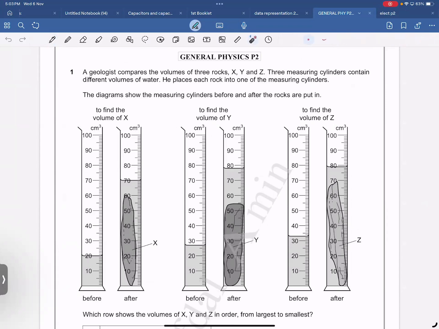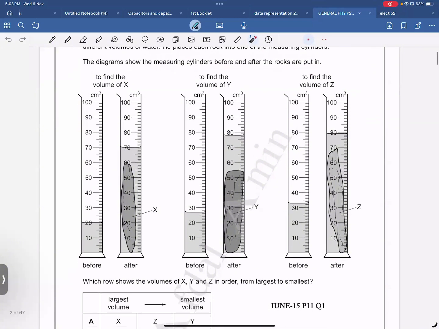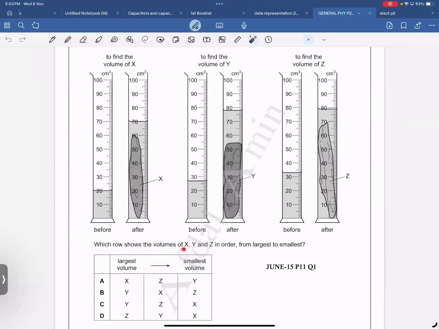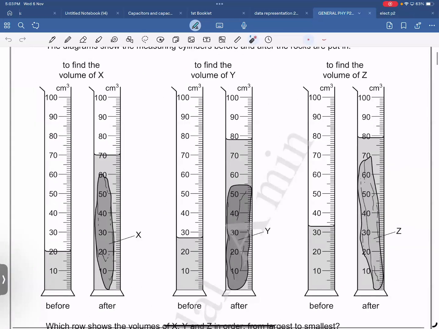Question number 1. A geologist compares the volumes of three rocks X, Y, and Z. Three measuring cylinders contain different volumes of water. He places each rock into one of the measuring cylinders. Diagrams show measuring cylinders before and after the rock is put in the water. Which row shows the volume of X, Y, and Z in order from largest to smallest? Ignore the options, let's find by ourselves.